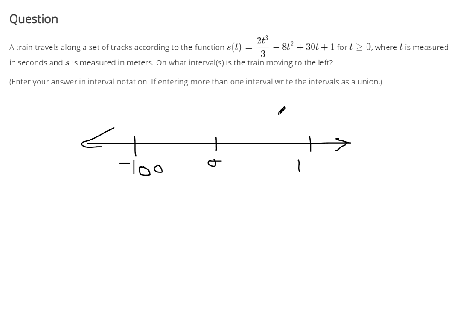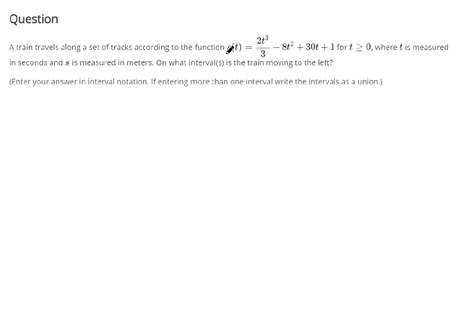Okay, so we're asked to find out on what intervals the train is moving to the left. So this is a location function. You plug in a value for t and it spits out where it is in terms of meters, to the left or to the right. We need something about the train moving. We need something about the motion of the train. So we need the velocity of the train, which is the first derivative of the location function.